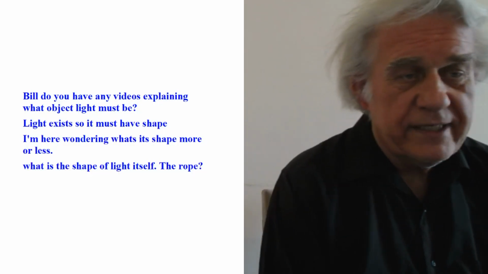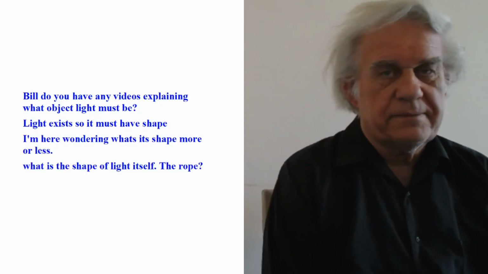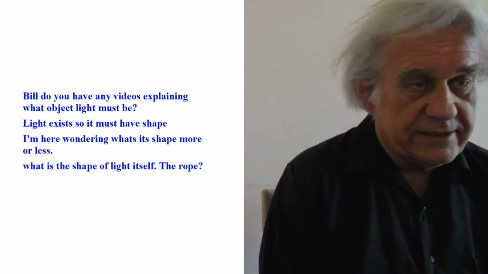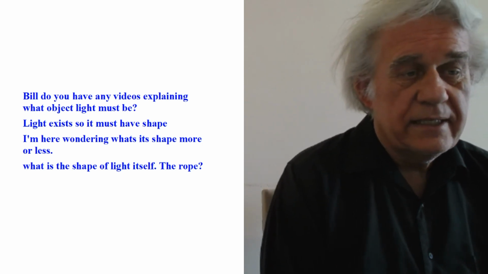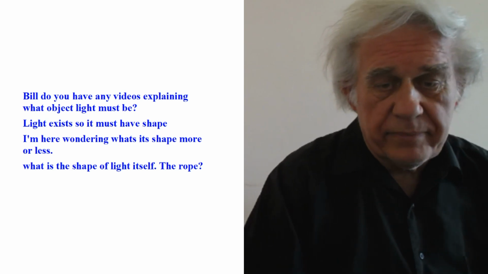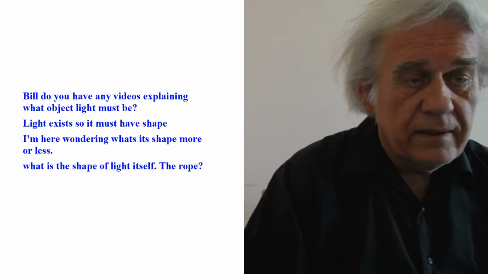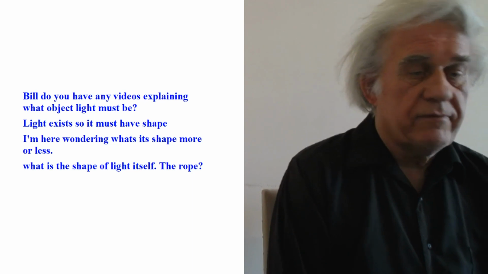So let's get started with the subject matter today. One person asked the following. He says, Bill, do you have any videos explaining what object light must be? Light exists, so it must have shape. I'm here wondering, what's its shape? More or less, what is the shape of light itself?